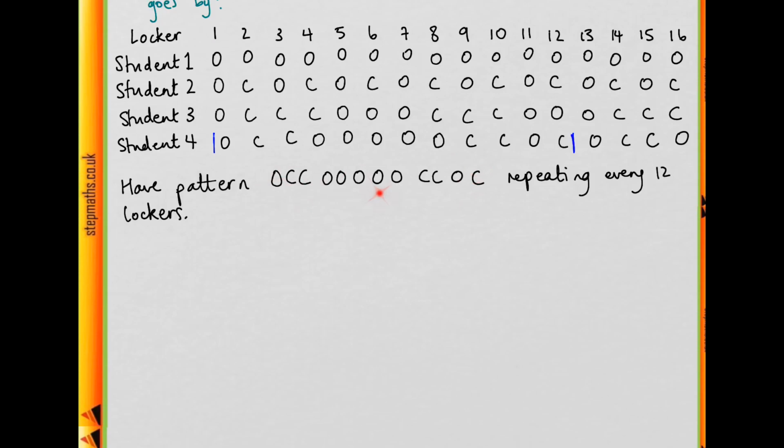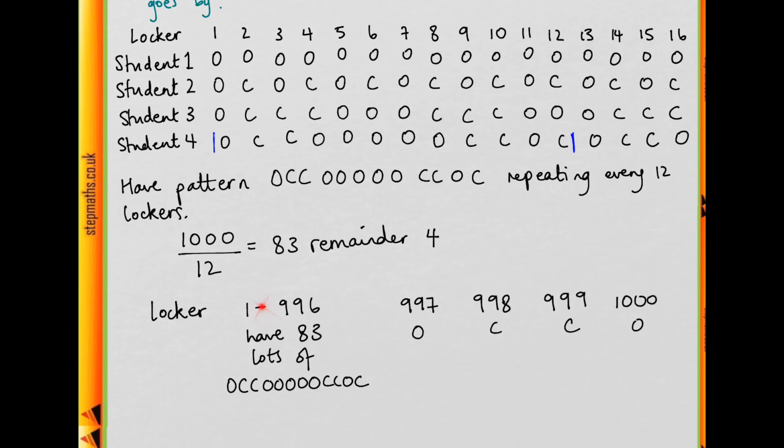So how many lots of this pattern are we going to get in all of the 1,000 lockers? Well, 1,000 divided by 12 is 83, and we get a remainder of 4. So in our first 996 lockers, we've got 83 lots of our pattern. Then for 997 onwards, the pattern is going to begin again. So we have an OCCO from the beginning of our pattern.